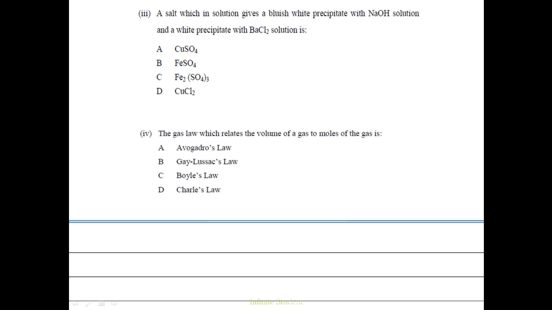The third example. A salt which in solution gives a bluish-white precipitate with sodium hydroxide and a white precipitate with barium chloride. Our options are A. Copper sulfate, B. Ferrous sulfate, C. Ferric sulfate, D. Copper chloride.